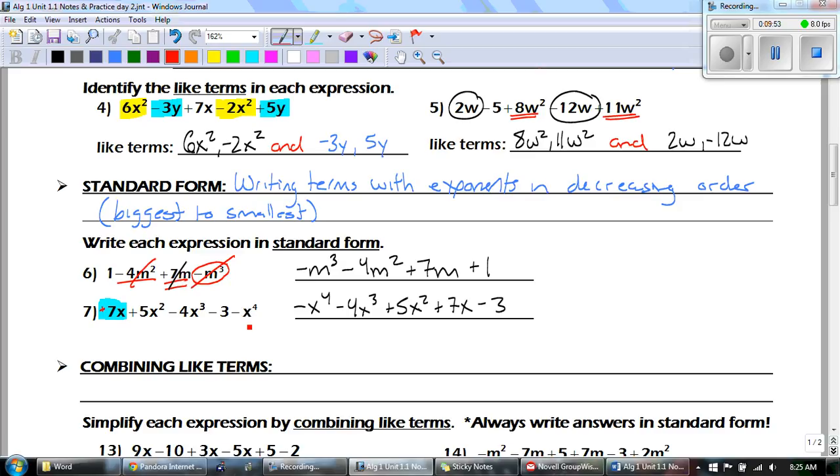So just remember when you're looking through this, you can just put them in order like, oh, there's 1, there's 2, there's 3, there's 4, there's 5, so you know how to order it when you write it in standard form. Okay?